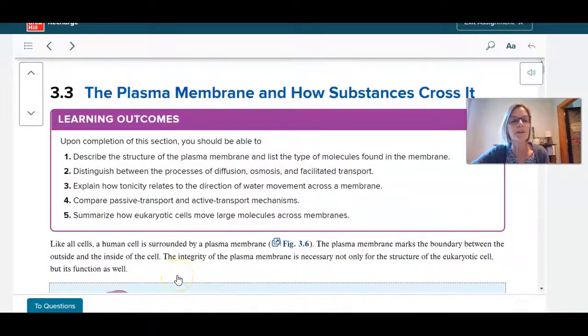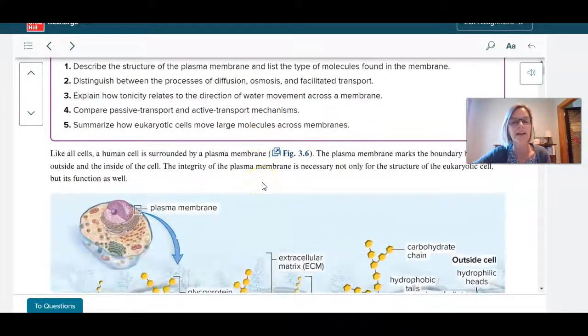We're in section 3.3, and we're going to talk about the plasma membrane and how substances cross it. The first thing we're going to talk about is to describe the structure of the plasma membrane and list the types of molecules found in the membrane. And this little introduction right here is part of what we already looked at in an earlier section of this chapter.